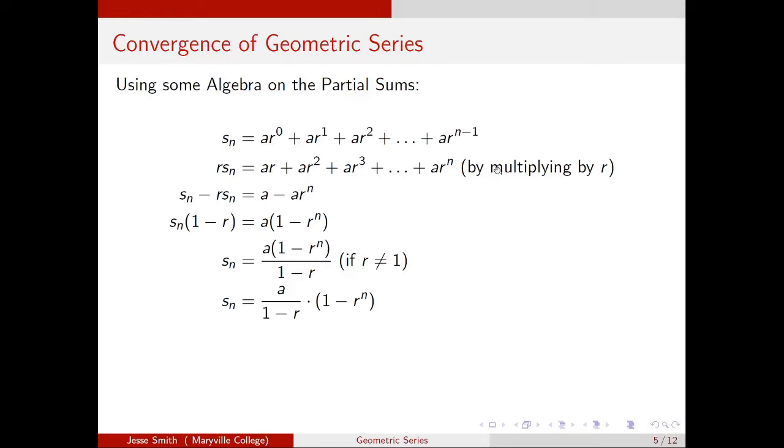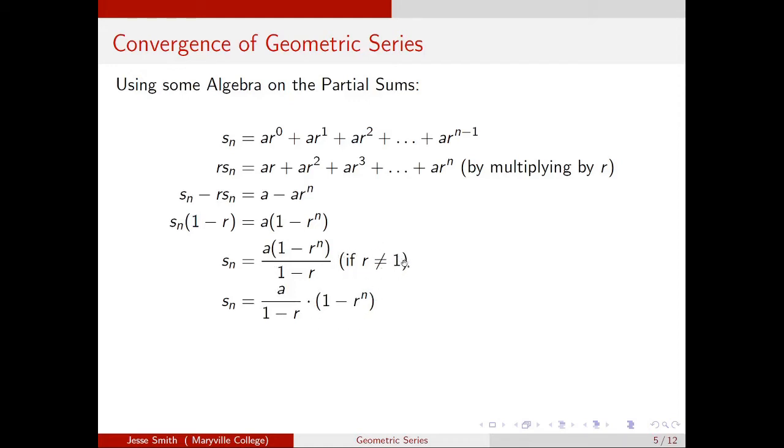Now, continuing with some algebraic manipulation, I can factor the Sn out of the left-hand side. I can factor an a on the right-hand side. Divide both sides by this 1 minus r because I'm looking for a nice compact formula for Sn. I will get Sn on this side, and over here I'll get a times 1 minus r to the n, all divided by 1 minus r. I'm going to rearrange this in a strange way, and you'll see why shortly. I'm going to put the a over the 1 minus r in front and put this at the end.